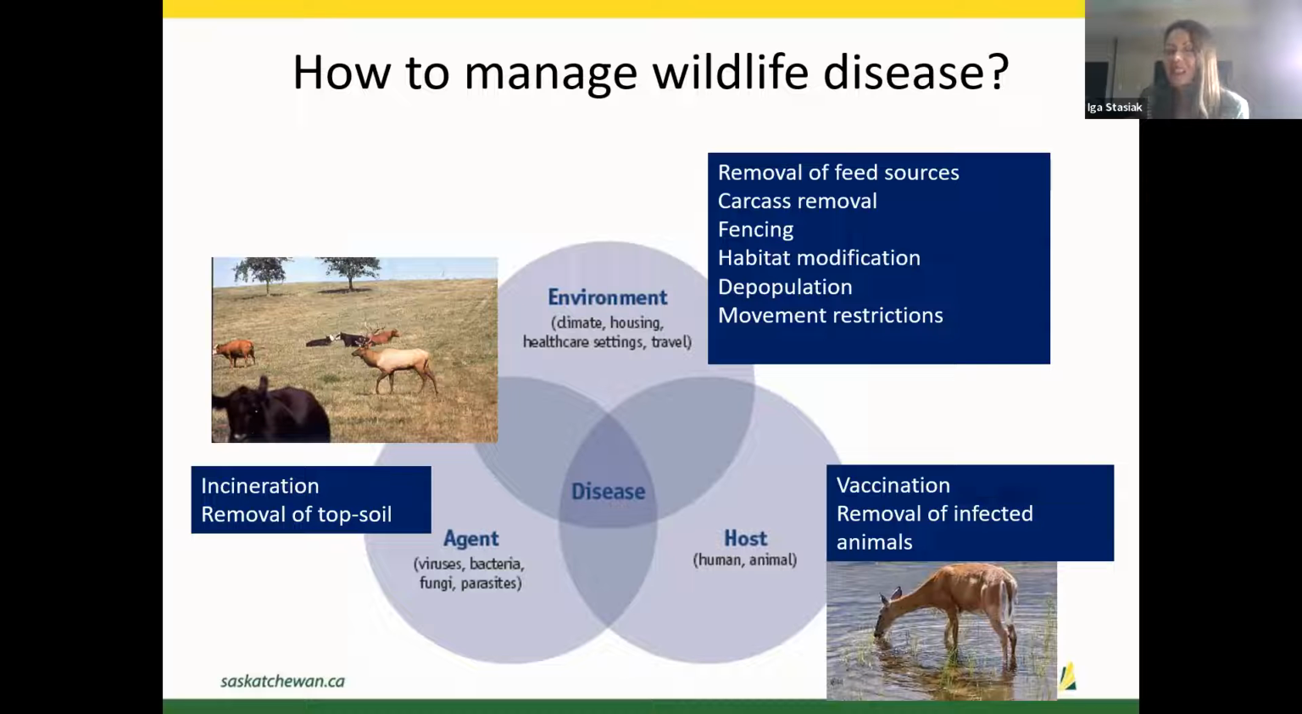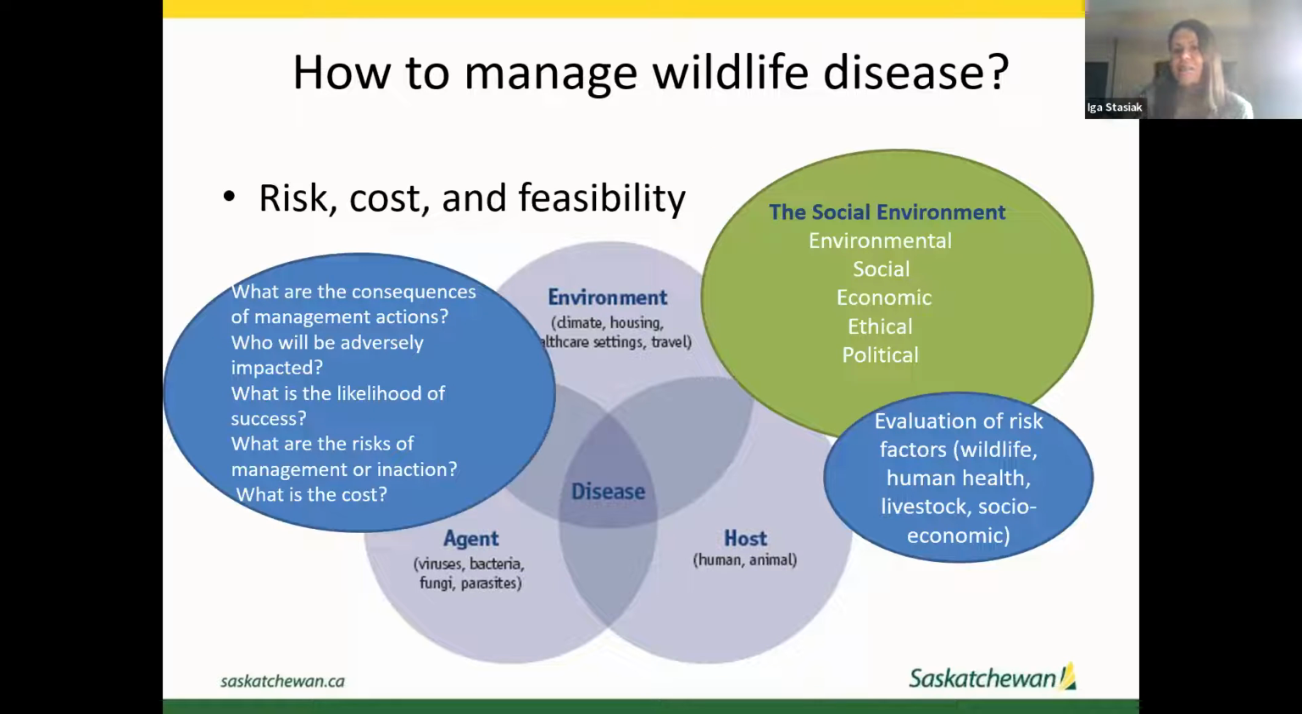So we could be looking at things like fencing to limit contact between livestock and domestic species, to limit transmission, restricting the movement of animals from one area to another, removal of carcasses that could also pose a risk of environmental contamination.